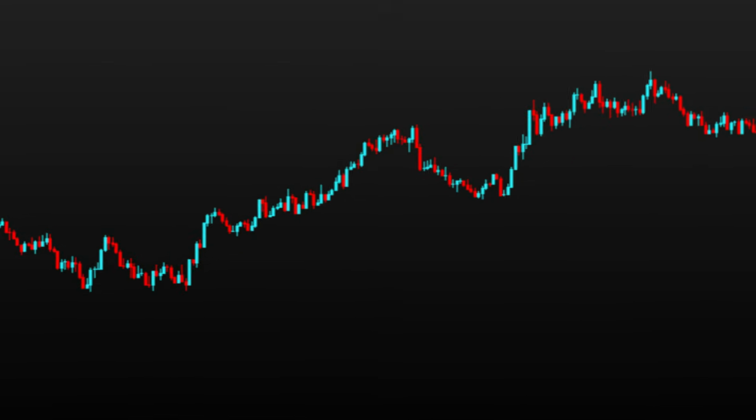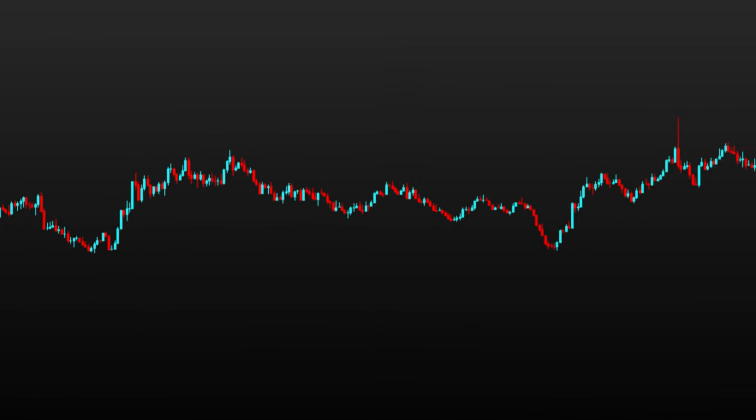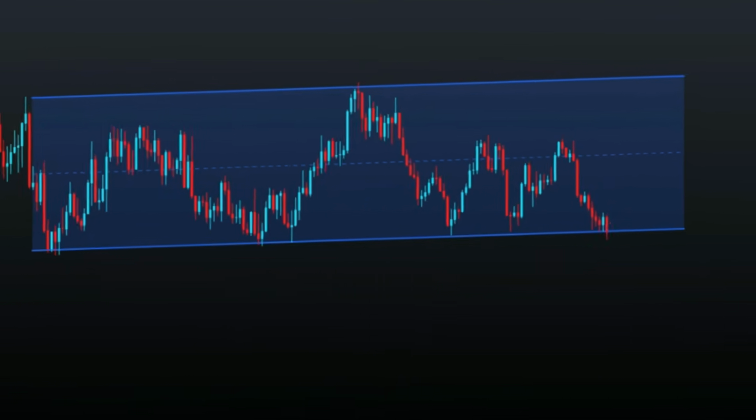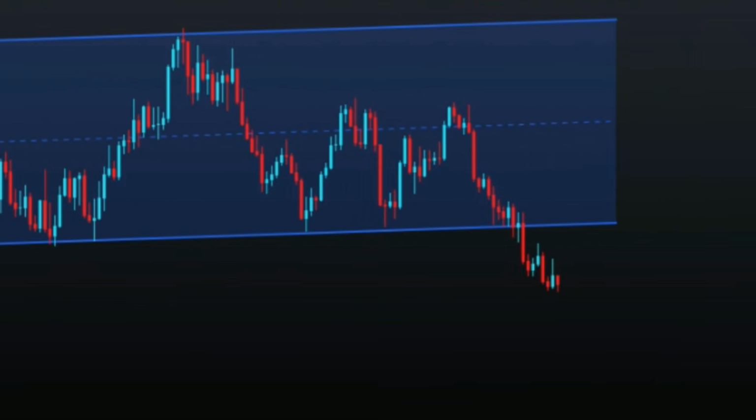Now you're probably thinking, what's the point of using a Fibonacci channel, and how does it actually help me in my daily trades? See, the problem with a standard channel is that when a breakout happens, you're left guessing, is it fake or real?